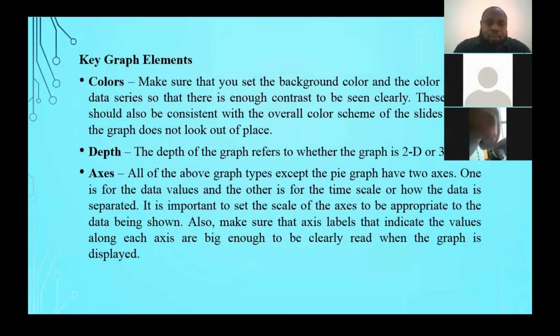And the axis. All of the above graph types, except the pie graph, have two axes. One is for data value and the other is for time scale, showing how the data is separated. It is important to set the scale of the axis to the appropriate data being shown. Also make sure that the axis labels, which indicate the value along each axis, are big enough so that they are very clear. So when you are setting up your presentation using graphs, you have to consider the color of your graph, either 2D or 3D, and the axis.